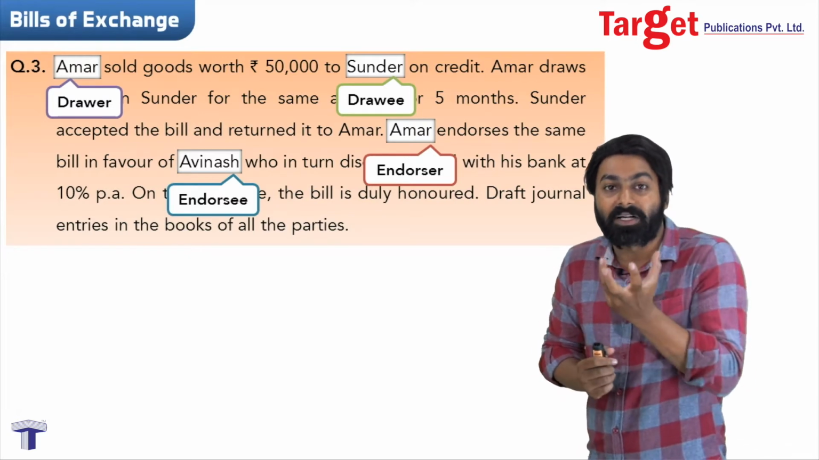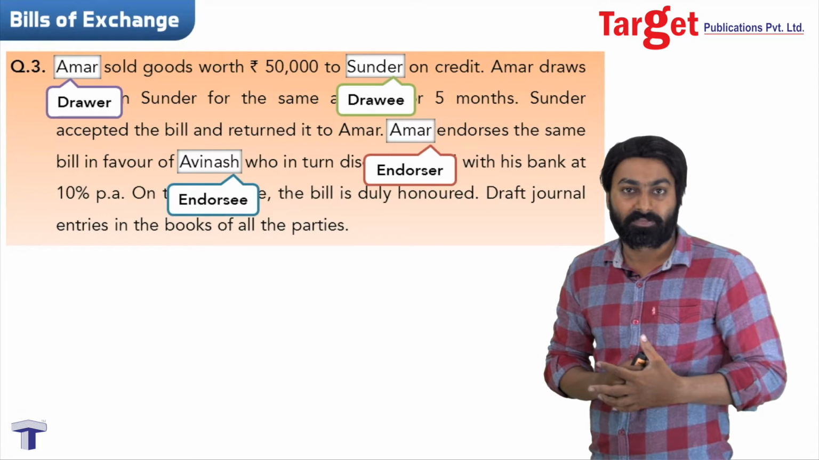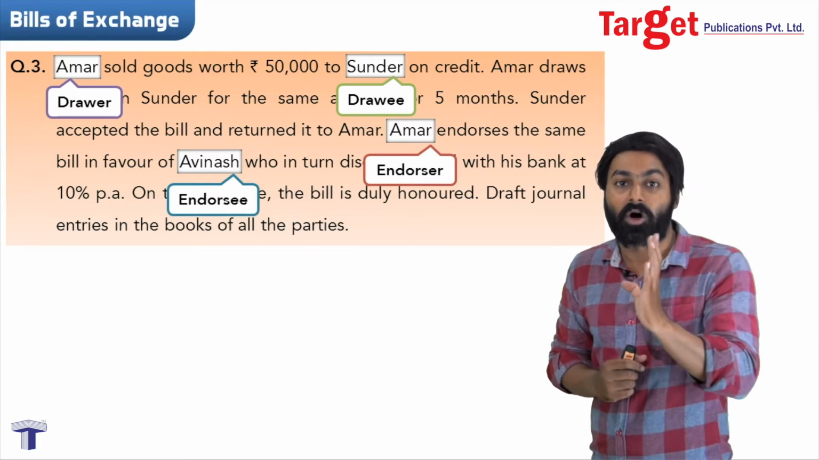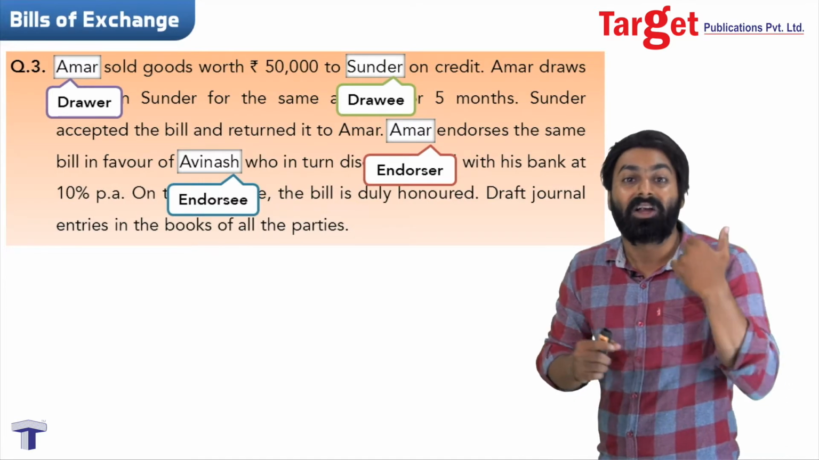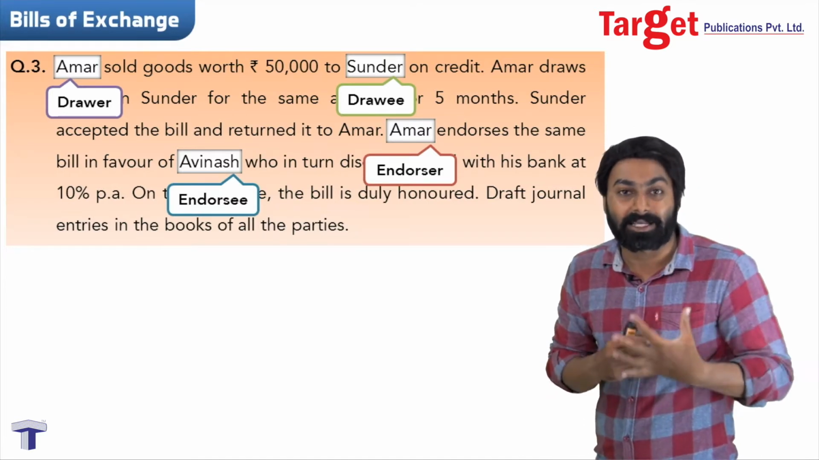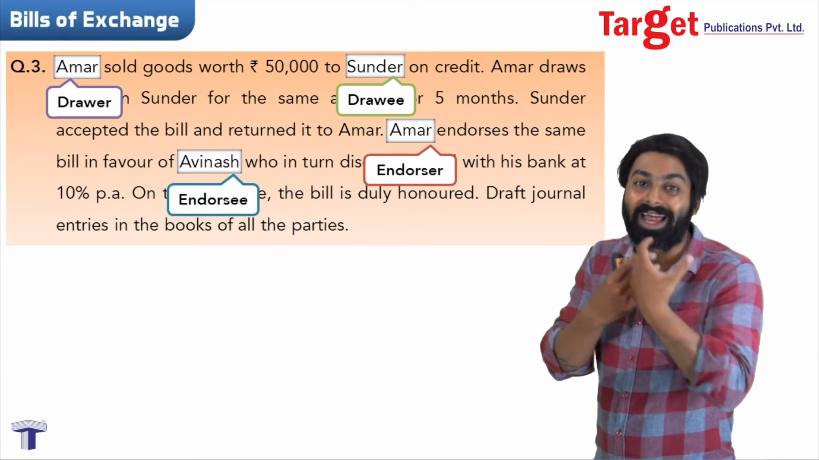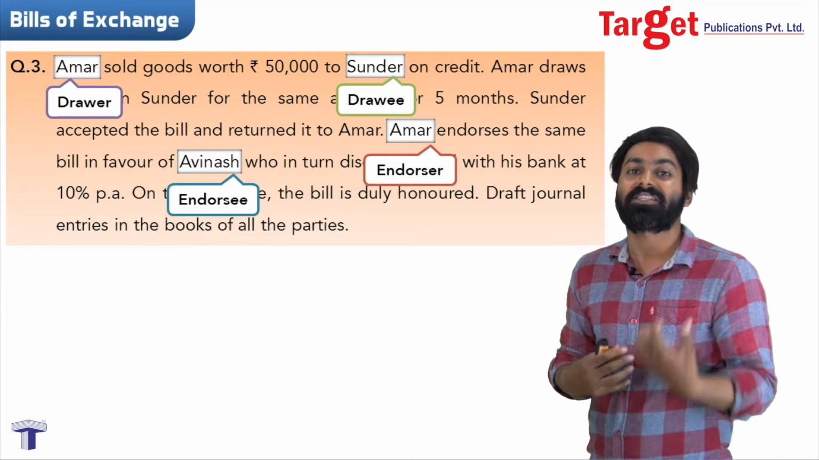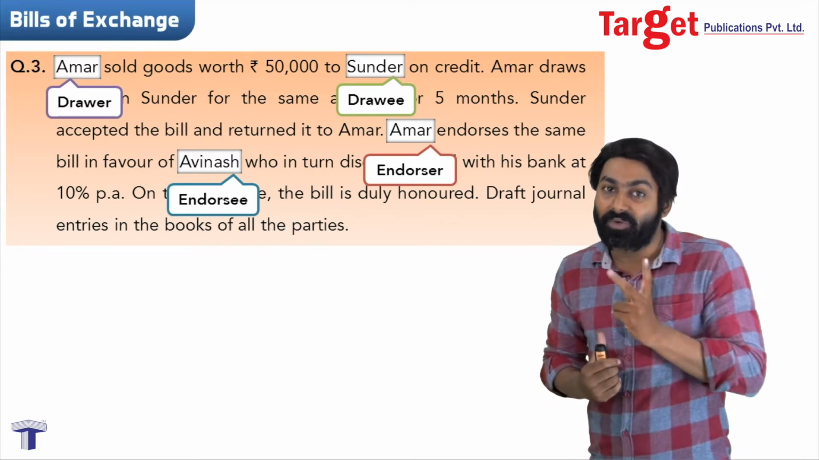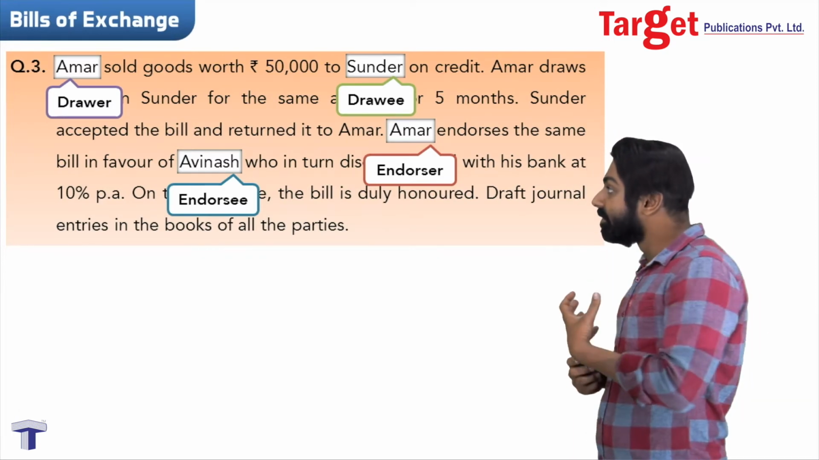So here Amar is playing two roles, one of drawer and one of endorser. So again, just make this one point clear. Who is the drawer? Amar. Why? Because he drew the bill. Who is the drawee? Sundar. Why? Because he accepted the bill. Who is the endorsee? Avinash. Why? Because the bill has been endorsed to him. And who has endorsed this bill? Amar. So Amar can be called by two names, drawer as well as endorser. So we are clear with this.